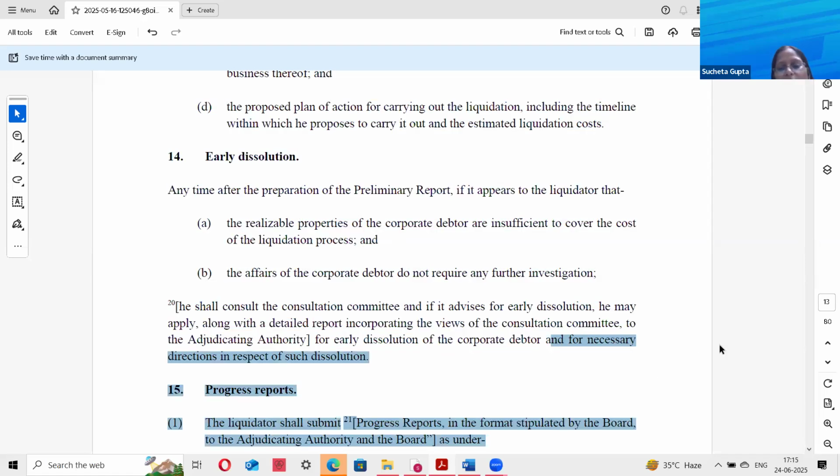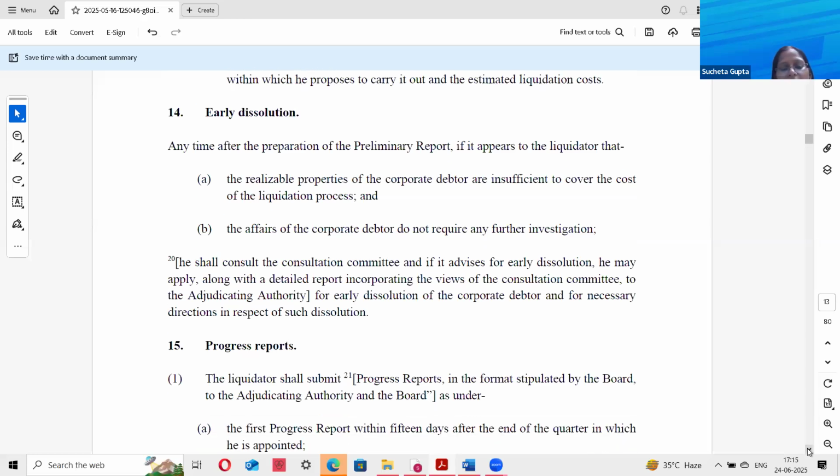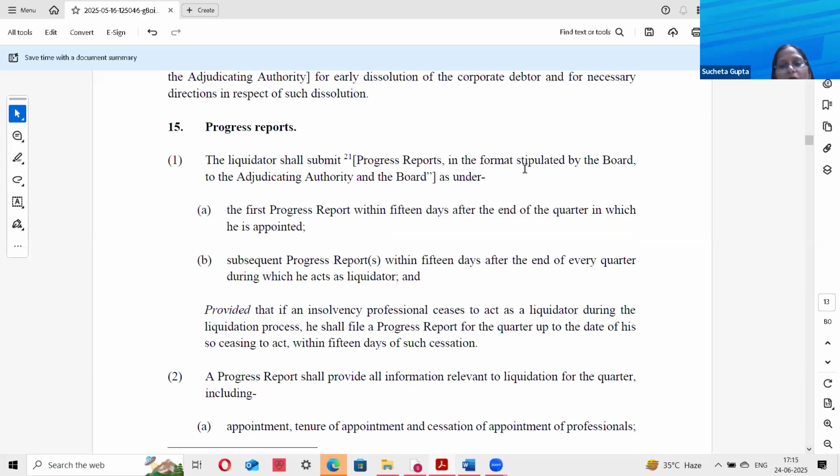Now, progress report. The liquidator shall submit the progress report in the format stipulated by the board to the adjudicating authority and the board: the first progress report within 15 days after the end of the quarter in which he is appointed, and subsequent progress reports within 15 days after the end of every quarter during which he acts as a liquidator. Provided that if the IP ceases to act as a liquidator during the liquidation process, he shall file a progress report for the quarter up to the date of his so ceasing to act within 15 days of such cessation.